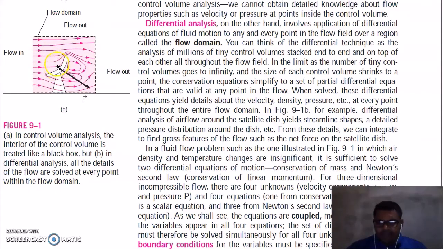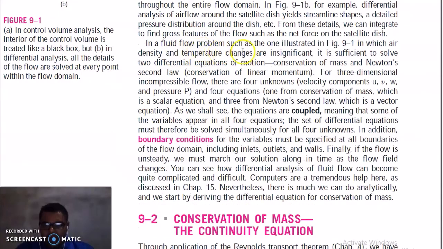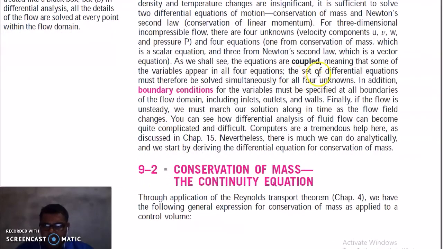entire flow domain. In fluid flow problems in which density and temperature changes are insignificant, it is sufficient to solve two differential equations of motion: conservation of mass and Newton's second law, conservation of linear momentum. For three-dimensional incompressible flow, there are four unknowns, that is the velocity components u, v and w, and pressure, and four equations: one from conservation of mass, which is a scalar equation, and three from Newton's second law, which is a vector equation. So this set of four equations is solved simultaneously for the four unknowns.